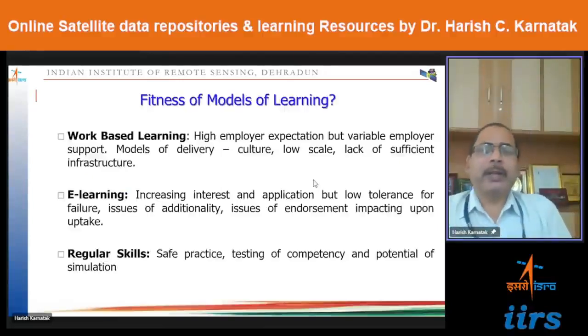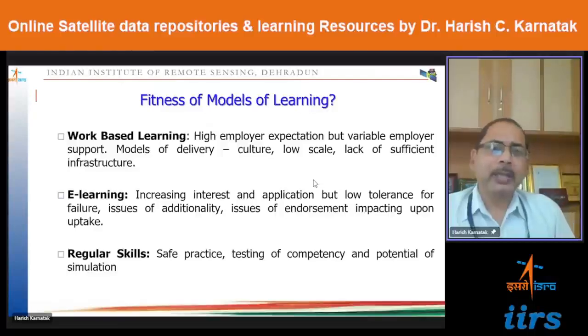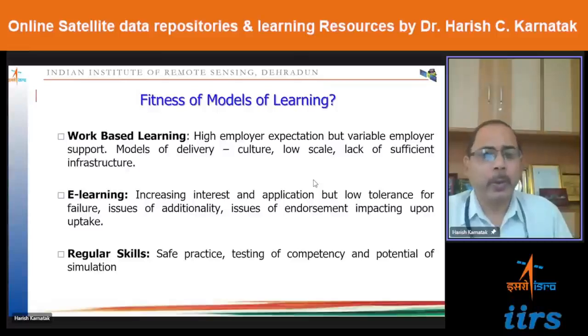Now, you know the fitness model of learning. One thing is that we learn during our school days, but this learning process should continue lifelong. Generally, in today's environment, these three models are very popular. One is work-based learning: wherever we are working, whatever we do, after doing some activities, we can learn from it. This is called work-based learning.